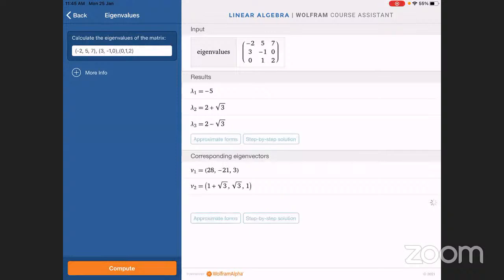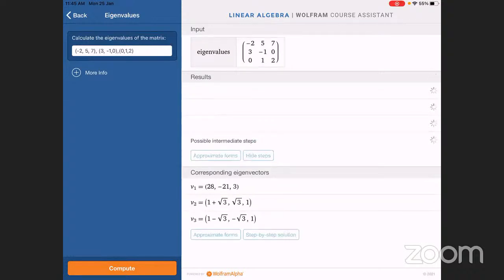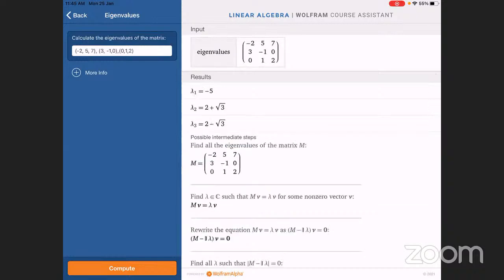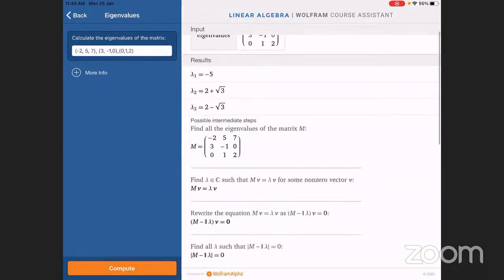What is that? Now these eigenvalues are comfortable, all of them are real, right? All of them are real. And even the step-by-step solution you can see here. This is what you have with you.